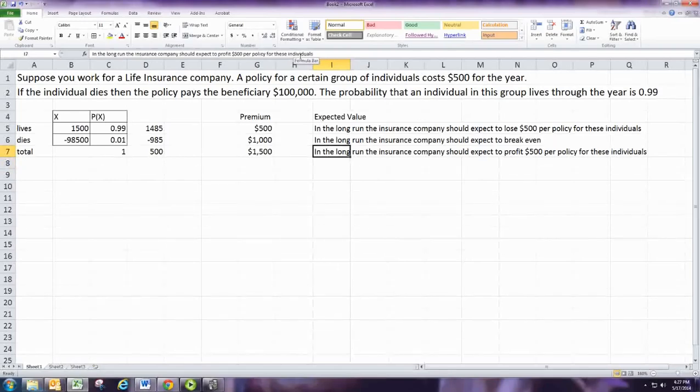Playing with this premium value, they could adjust that expected value profit to be whatever they desired so that they can cover the cost of paying their employees. Now you see how expected value is calculated and how changing the values of the random variable affects that.